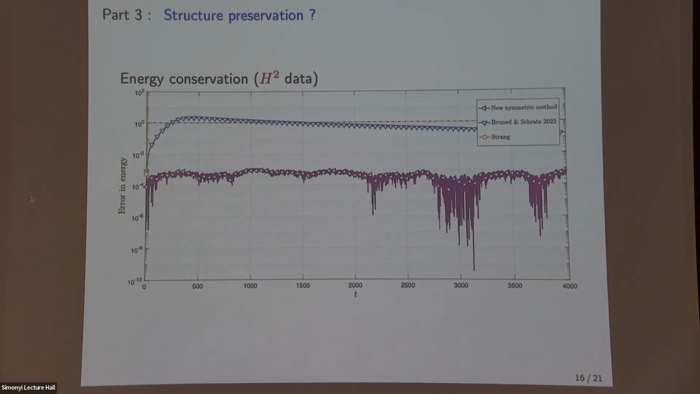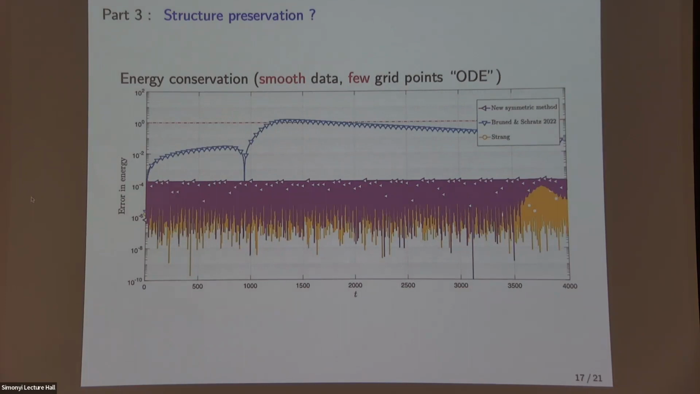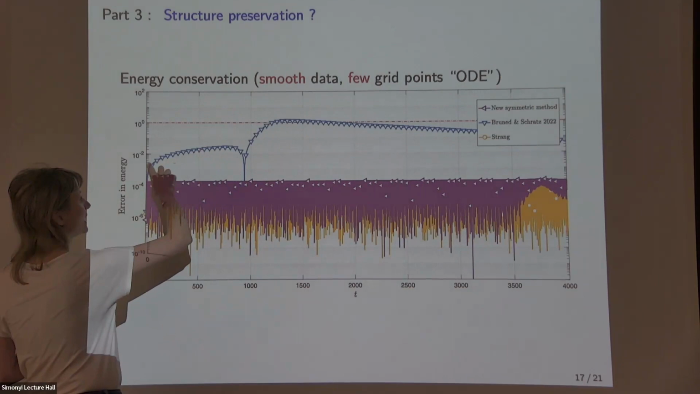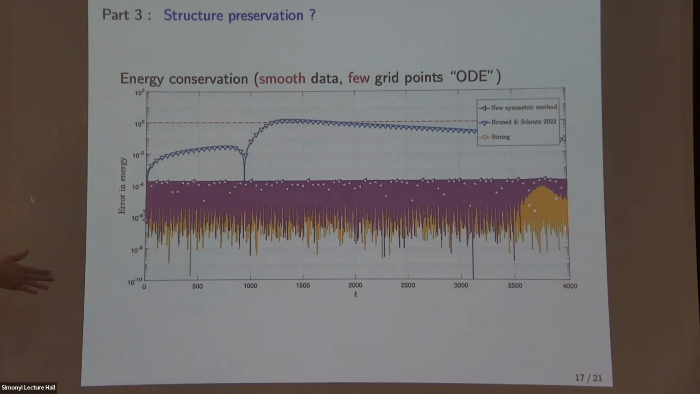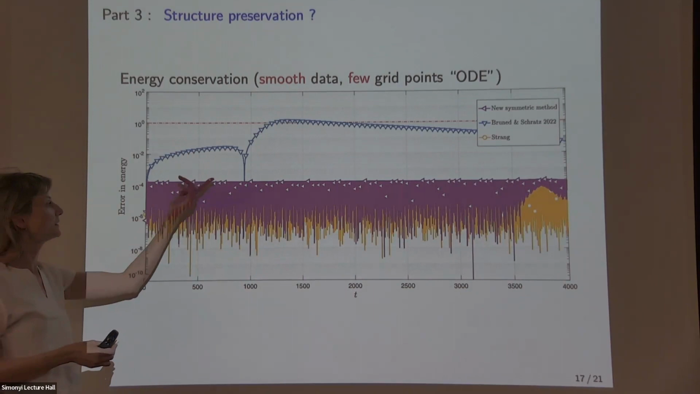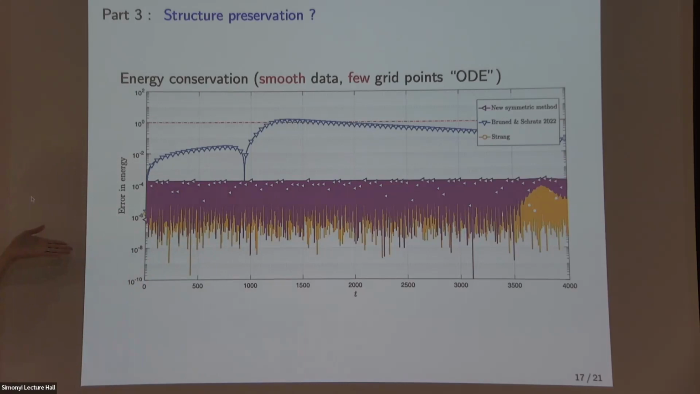Okay, and then of course, to be fair, let's go to the smooth setting. In the smooth setting, we look again at the energy preservation. Let me start with the first method with Ivan. We see that the energy stays bounded, but we also don't have any energy preservation, because the error goes to one. Then we see that the symmetrized resonance-based method also has a nice energy conservation. And for smooth solutions, also the Strang splitting method seems to have a nice energy preservation.